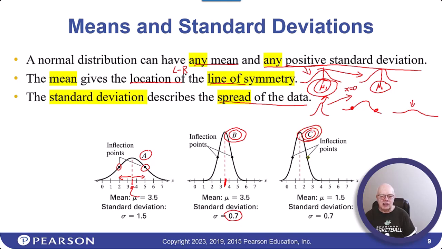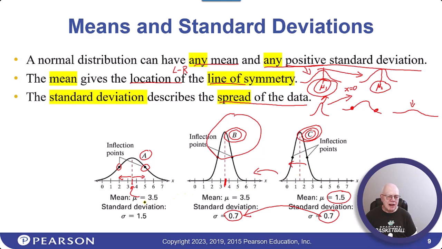There are inflection points. Now on this one, the standard deviation, notice, is the same as for curve B. So it's spread out or squeezed together the same amount. However, the mean is not the same as for B. It's a smaller number, so this B curve is moved further to the left by 2 units if you pay attention, because this one has a mean of 3.5, this one has 1.5, so we've moved 2 units to the left.